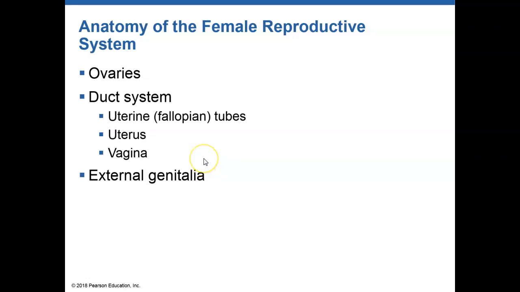Hey everybody, let's get into the female reproductive system. So the female reproductive system, the primary organ is the ovaries, and then we also have a duct system, including the uterine tubes, the uterus, and the vagina. And then we have external genitalia that function in the reproductive system.